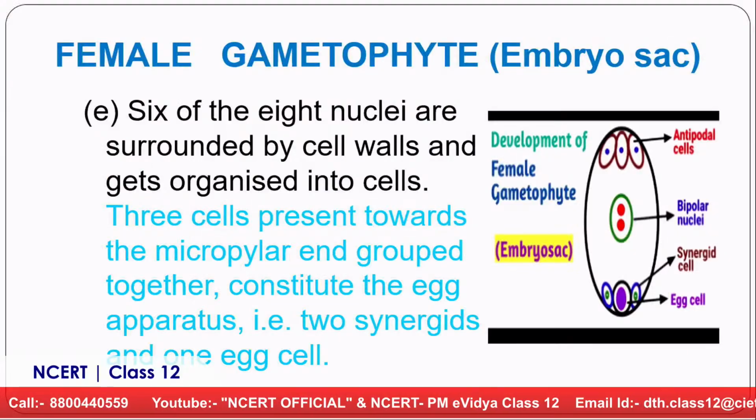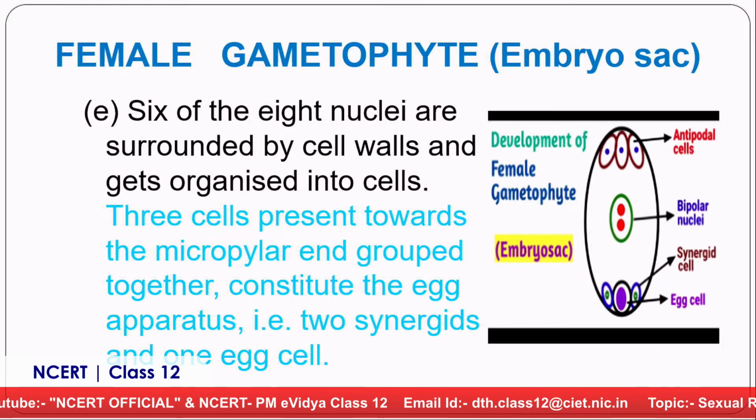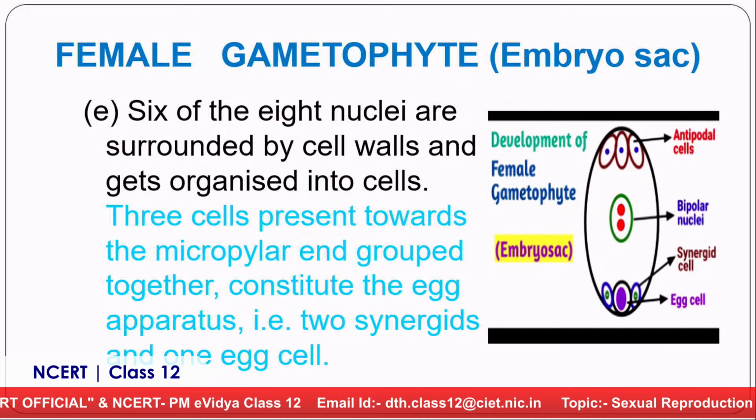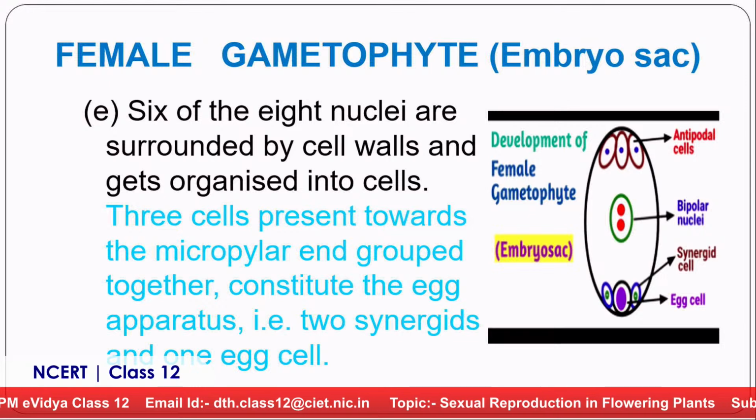Stage. So justify the statement how the embryo sac is 7-celled and 8-nucleated. So thoroughly you need to find out the divisions, mitotic or meiotic.